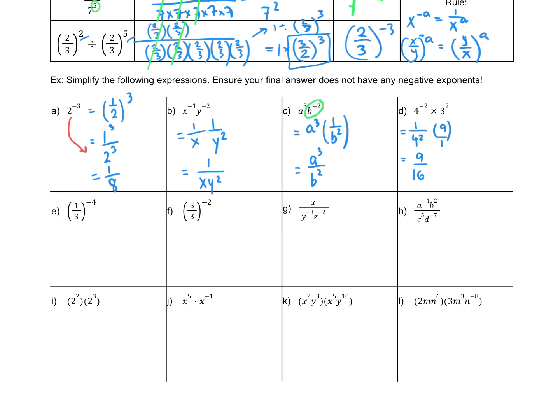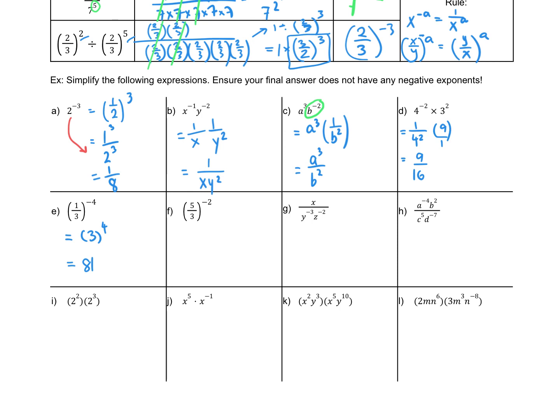Next, some negative exponents with rational or fraction bases. A third to the negative 4. The reciprocal of a third is 3, and now it's to the power of positive 4. 3 to the power of 4 is 81.